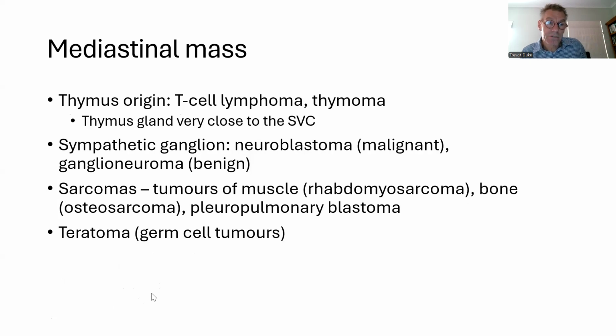The sorts of mediastinal masses that occur, well, firstly, in the anterior mediastinum, there are tumors of thymus origin, and they particularly are T-cell lymphomas or T-cell acute lymphoblastic leukemia. In older children, thymomas are not very common, they're quite rare, but they do occur, especially in adolescent girls. The thymus is very close to the superior vena cava, so it's quite easy for that to be obstructed if there's an enlarged thymus from a T-cell lymphoma or a thymoma.